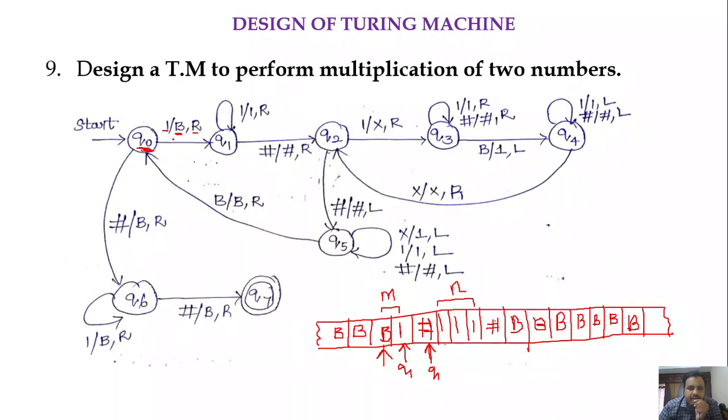So Q naught on 1, replace that 1 with a blank and move the head towards right, and we keep on moving the head towards right until we get a hash. In Q1, if we get any ones, that 1 will remain as it is and we move the head towards right, so we stay in the same state Q1. In Q1, if we get a hash, keep that hash as it is, move the head towards right, and change the state from Q1 to Q2.